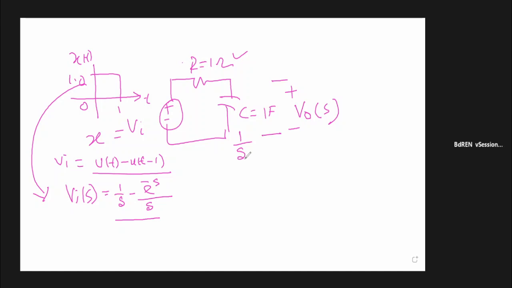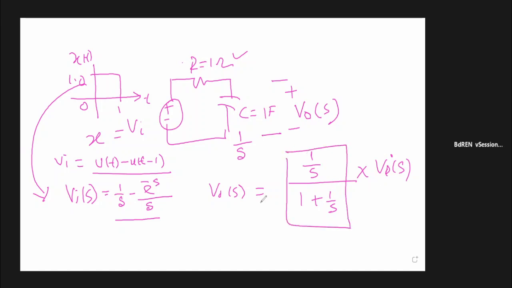So this is what your S domain network. Then your VOS is equal to what? Your VOS is simply equal to 1 by S divided by 1 plus 1 by S. This is what your potential divide rule multiplied by VIS.